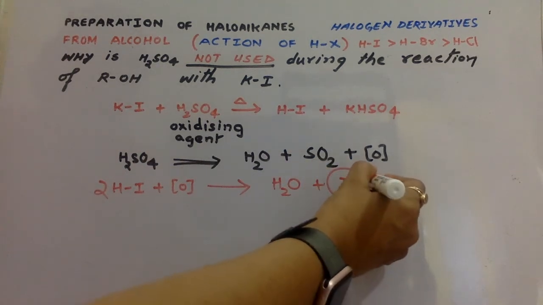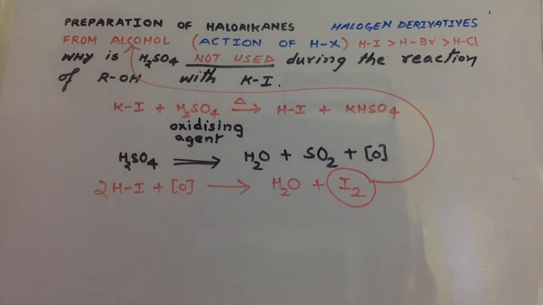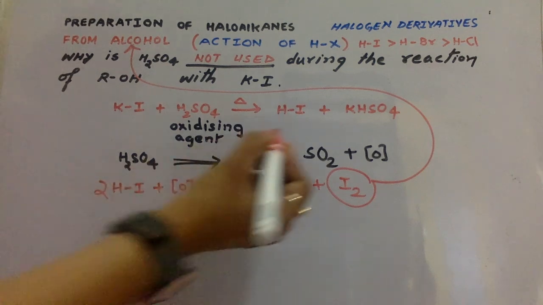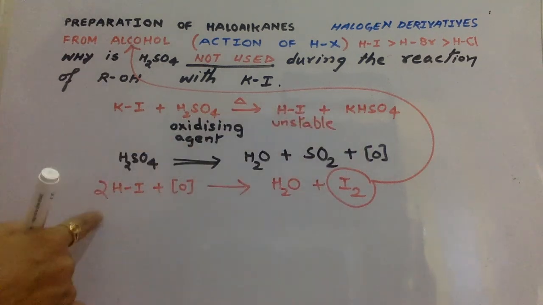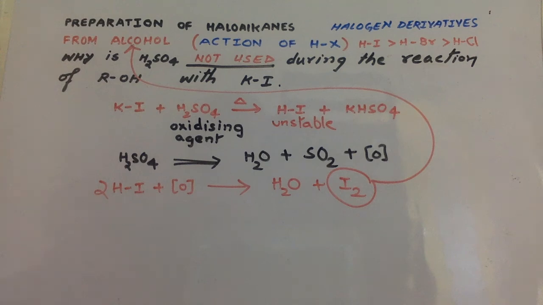And iodine cannot attack alcohols. As a result, I cannot prepare alkyl iodides by using KI and sulfuric acid, but I have to use KI and phosphoric acid, which produces HI, and that HI is stable, but here the HI is unstable and it reacts back with oxygen to become iodine. So HI does not react with alcohol, and unless and until it reacts with alcohol, how will I get alkyl iodide?